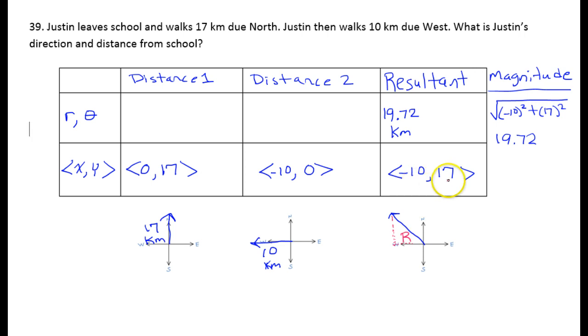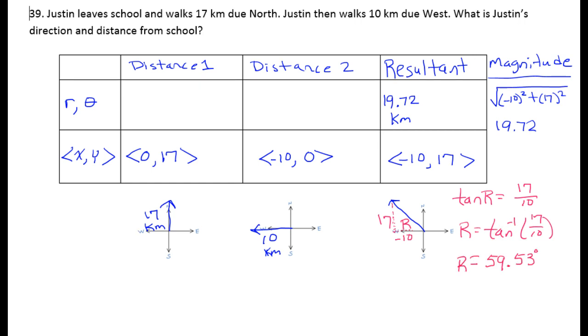It was left 10 and up 17. So this is basically negative 10 and 17. We can find the reference angle using the tangent function. Tangent of r, that's opposite over adjacent, so this is going to be 17 over 10. I'm ignoring the negative sign because I just want the positive value of this angle. The reference angle will equal the inverse tangent of 17 over 10. So the reference angle is 59.53 degrees.